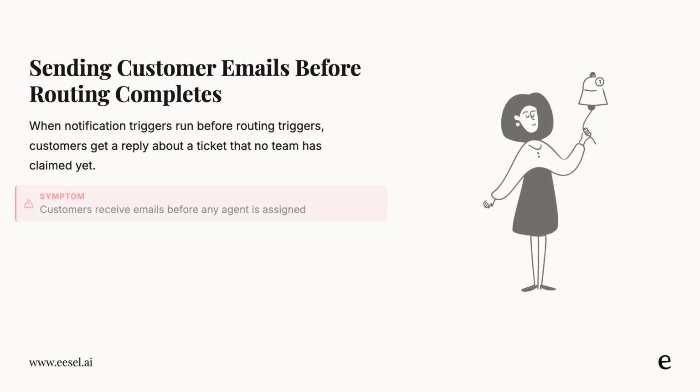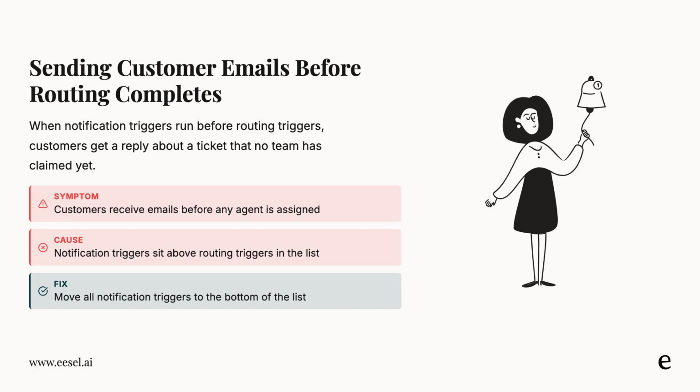The most common trigger order mistake is simple. Notification triggers sitting above routing triggers. A customer receives a confirmation email before anyone is assigned to their ticket. The fix is just as simple. Move every notification trigger to the bottom of your trigger list, after all routing and assignment triggers have run.